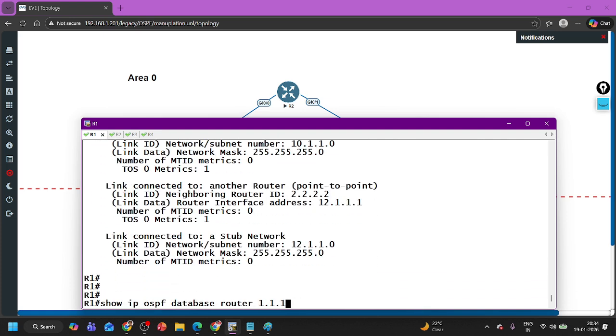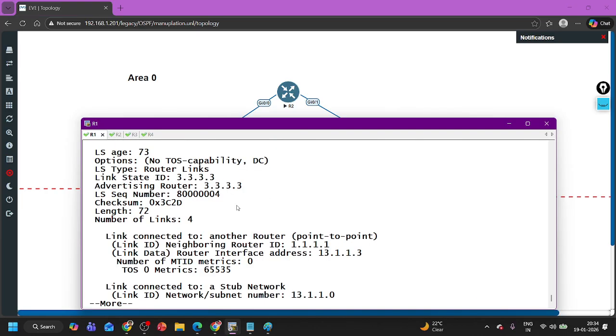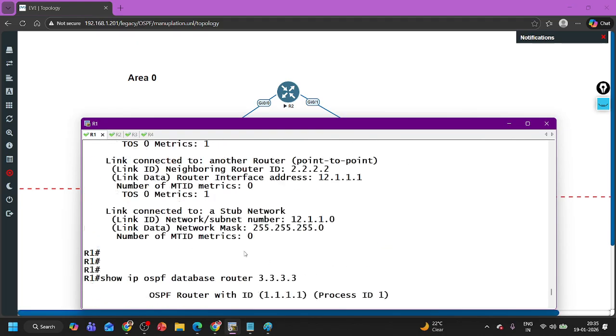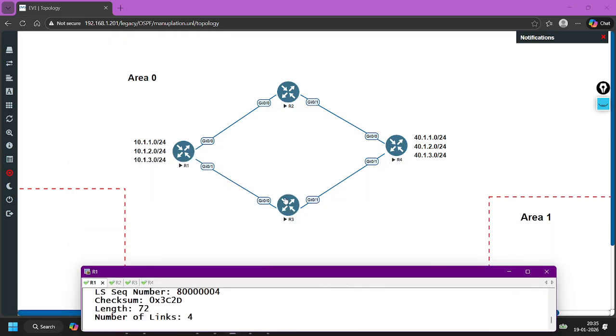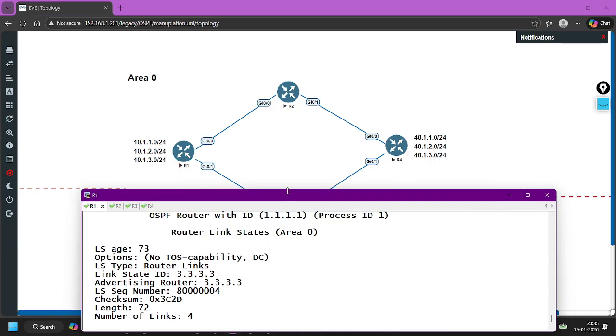So, show ip ospf database 3.3.3.3. Here you can see the metric for 1.1.1.1. To reach this neighbor, what is the metric? 65535. This is what? Because of router ospf max-metric router-lsa. In the router LSA, in LSA 1, router 3 will now advertise the maximum metric from its side.